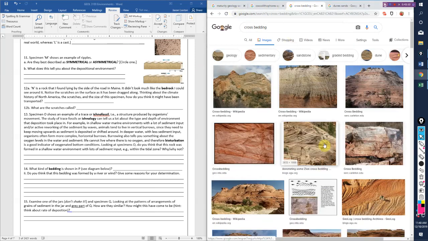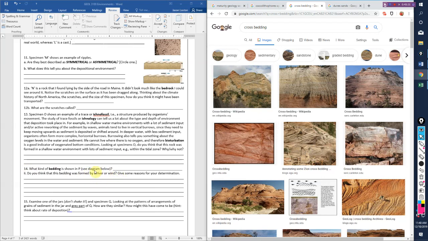So if you look at these cross beds, for example, you can see they are changing direction. This one's not really changing direction, but some of them are. You can see the scale of these things. This one's changing direction. You can see the scale of these are huge. These are trees. That is an example for sure of an aeolian deposit. So take a look at this guy here and ask your question. Do you think you're looking at river deposit or wind deposit?